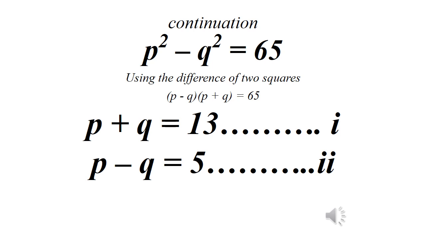So we use difference of two squares here. We have p minus q times p plus q equals 65. So the two factors of 65 are 13 and 5. Now we give 13 to p plus q because p plus q is greater than p minus q. So p plus q equals 13, equation 1, and p minus q equals 5, equation 2.